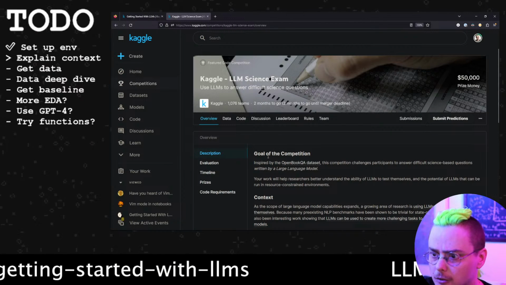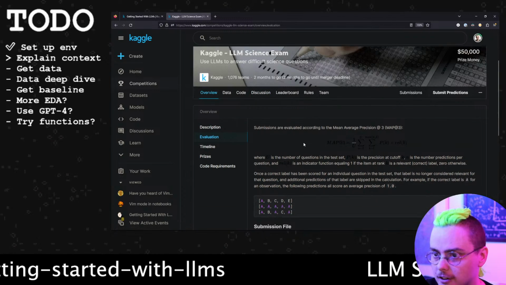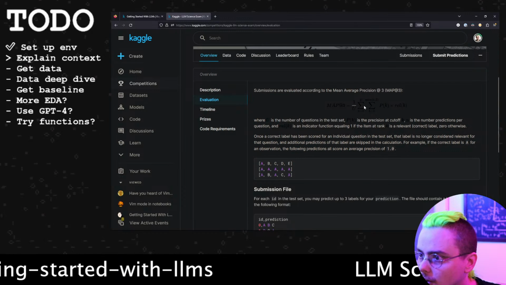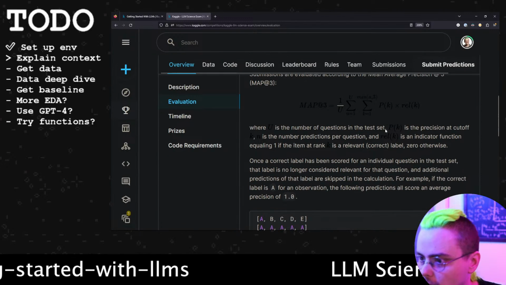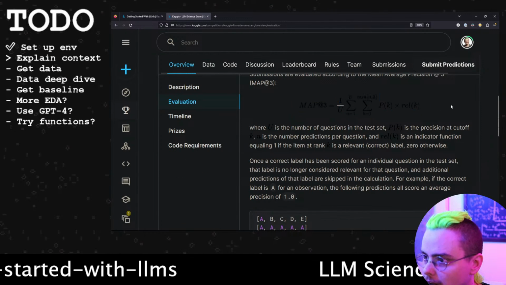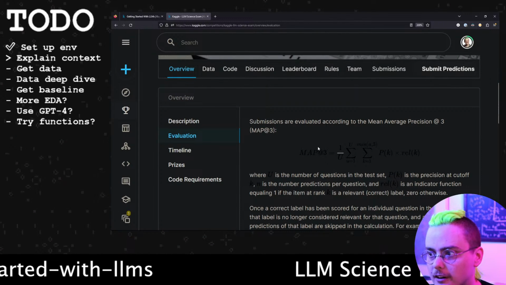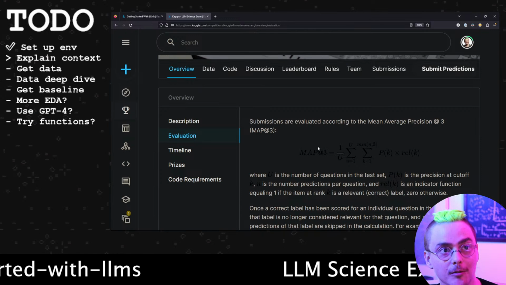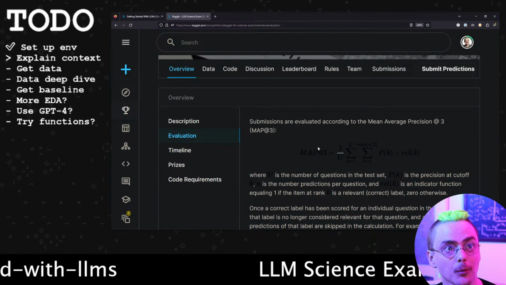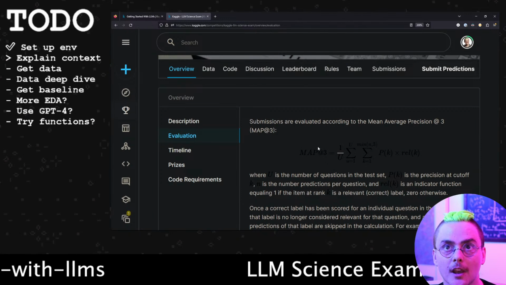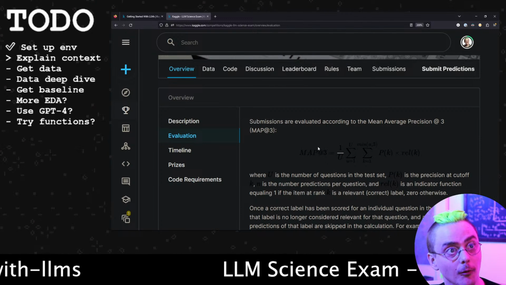So let's swing back to this description and head to the evaluation tab here. All right, so it turns out the math rendering on Kaggle is a little wonky with my hacky dark mode. But the TLDR of this part is that your goal is to just get one of your top 3 answers to be the right answer. So mean average precision at 3 is a common metric used in things like ranking or retrieval.